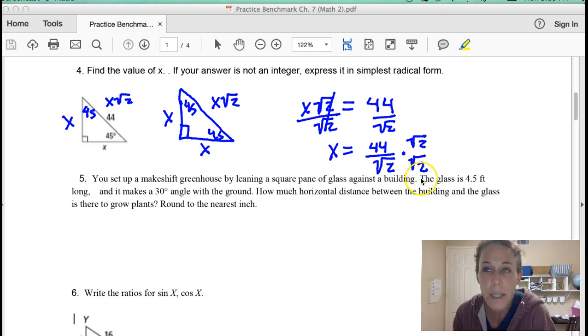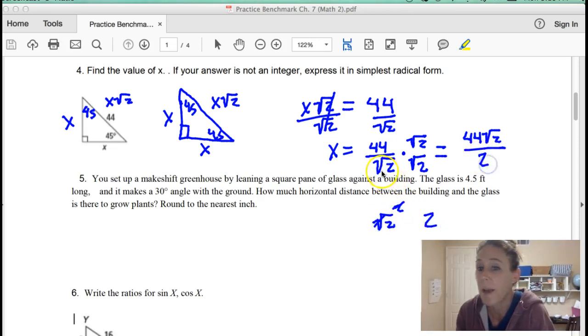Now when I multiply top and bottom by radical 2, it's like multiplying by 1, so I haven't changed the value of my fraction here. I'm multiplying the top and bottom by the same thing. By doing that, 44 times radical 2 will be on top. And on the bottom, radical 2 times radical 2 is radical 2 squared. The square and the square root cancel, and I'm left with 2. So that's why I multiply by radical 2, to get that radical off the denominator. We don't like it down there.